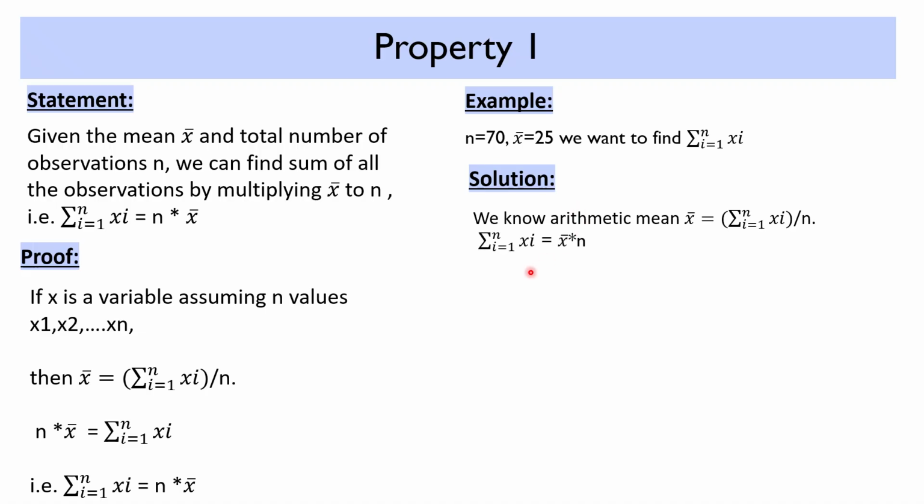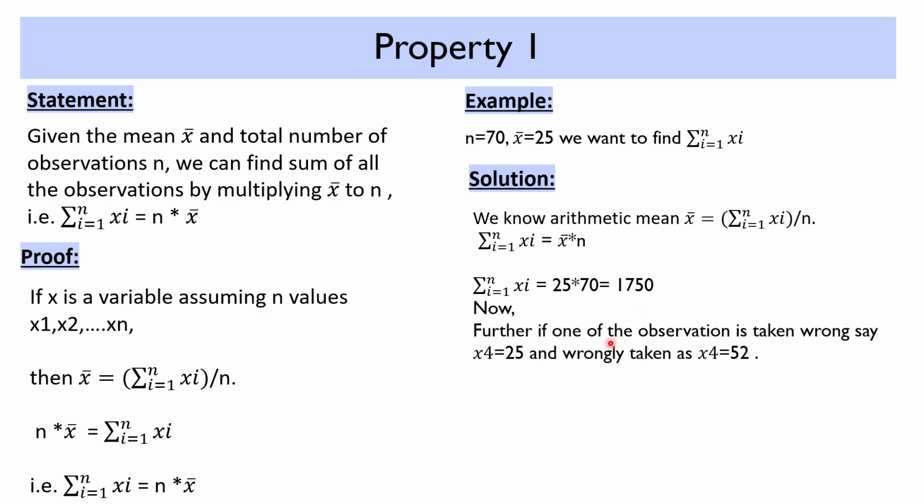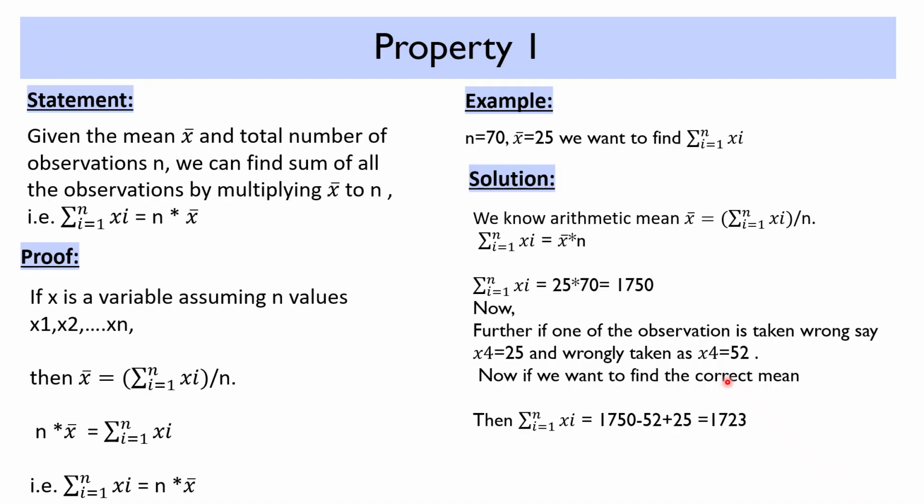As per our statement, summation xi is x bar into n, so we can calculate it as 1750. Now, further, if one observation is taken wrong, say it is 25 and wrongly taken as 52, then we want to find the correct mean. What we do, we subtract the wrong observation, add the correct observation, and again using the formula of mean, we find the corrected mean, that is summation xi corrected divided by number of observations, which is 24.61 in this case.